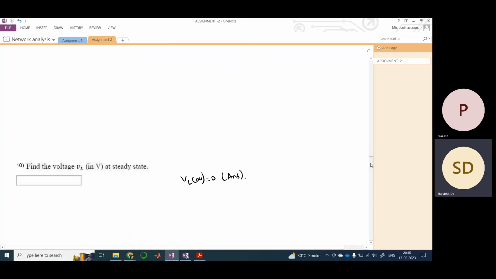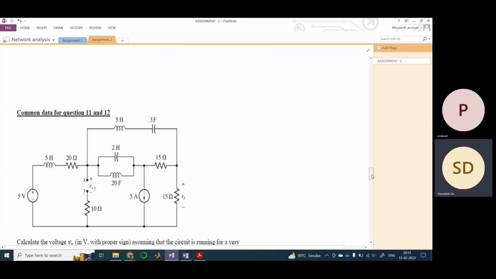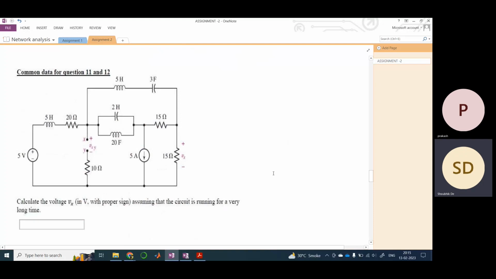Okay. So let us now go to the next question, question number 11 and 12. Now don't get confused by looking at such a large circuit. This is a very simple problem, provided you know how the analysis is done. So what are they telling? Calculate the voltage Vx, assuming that the circuit is running for a very long time. So t tending to infinity.